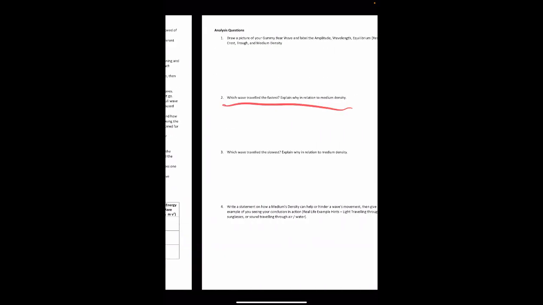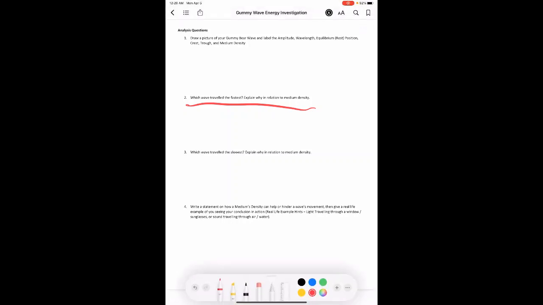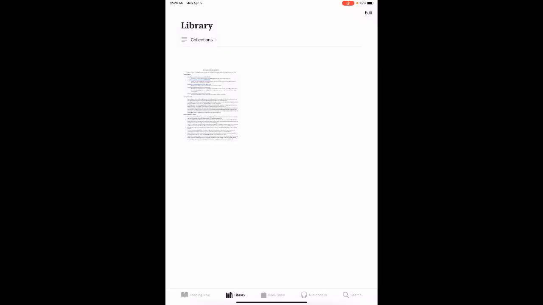In relation to which wave is the fastest, explain why in relation to the medium density it's traveling through. Do it based on the particle spacing in between there. That's really what it's looking for. Which traveled the slowest? Explain why in relation to medium density. Same thing. Refer to the speed.